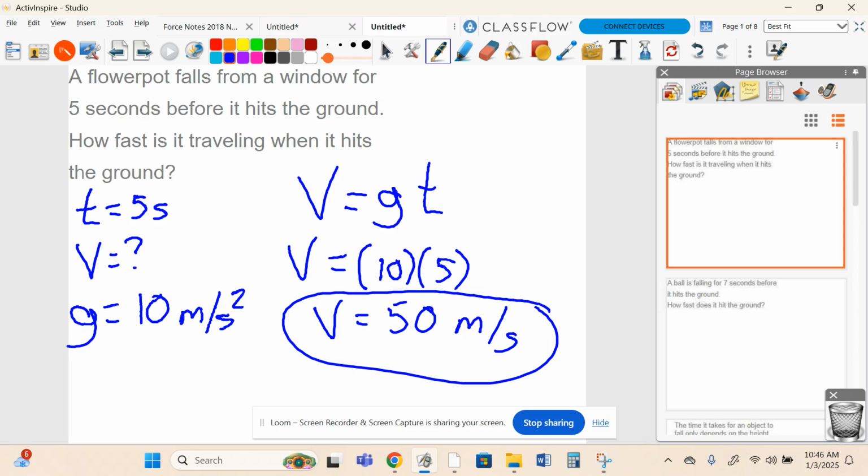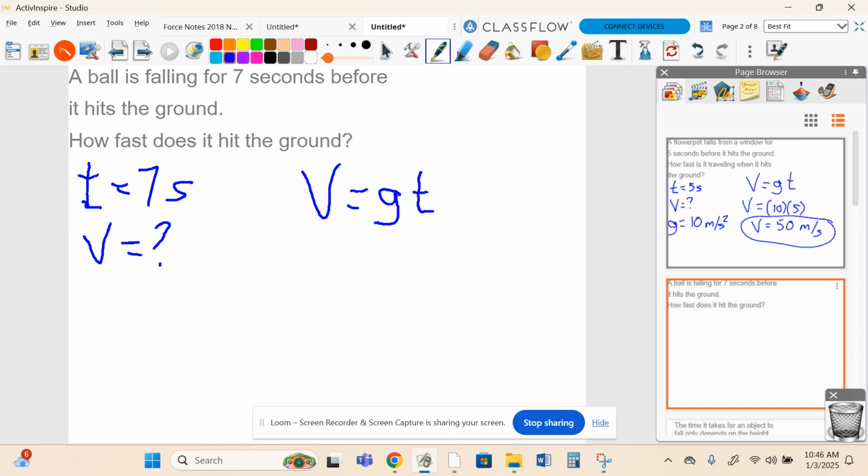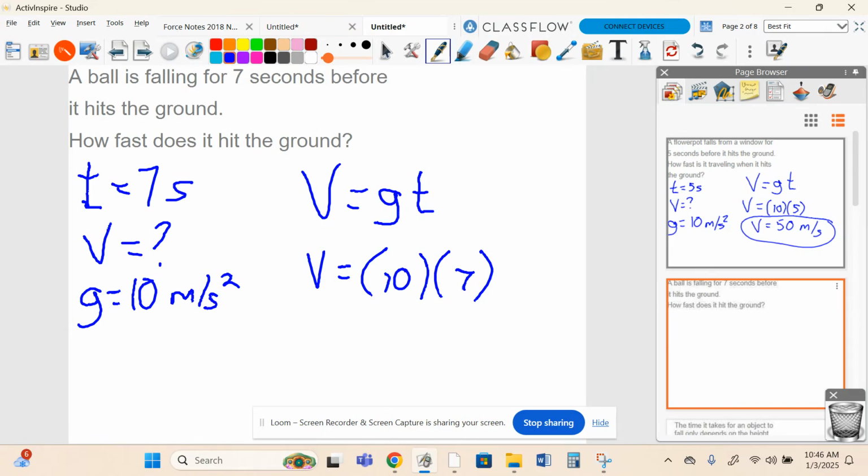Ends up being a pretty easy equation. Number 2: a ball is falling for 7 seconds. Seconds measures time. How fast is it going when it hits the ground? Well, v is g times t. Oh, I didn't put g in my data table. g is always 10 meters per second squared. So when I plug in 10, this time I'm multiplying by 7 seconds. My final velocity is going to be 70 meters per second.